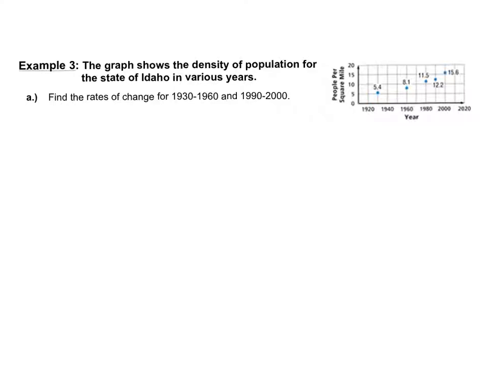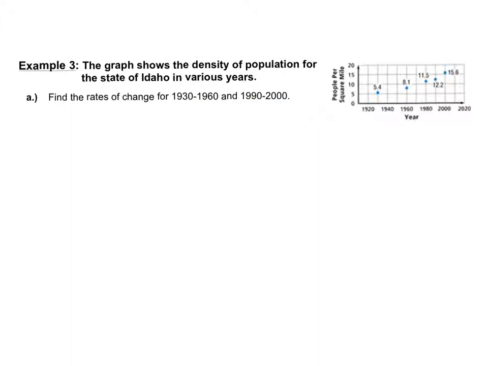Our next example that we could talk about with rate of change is this one here. We're looking at the graph. This graph is showing the density of population for the state of Ohio from the year 1920 to about 2020. Their predicted amount obviously is not here. We're not at 2020 yet. But we do have data up till the year 2000. They ask us to find the rates of change between 1930 to 1960 and then between 1990 and 2000.